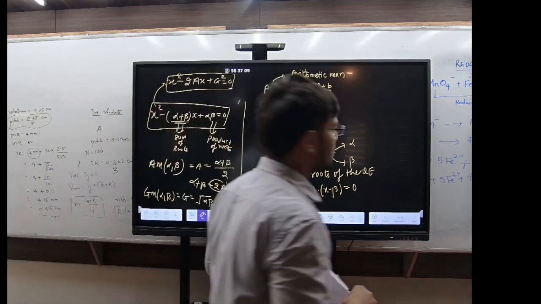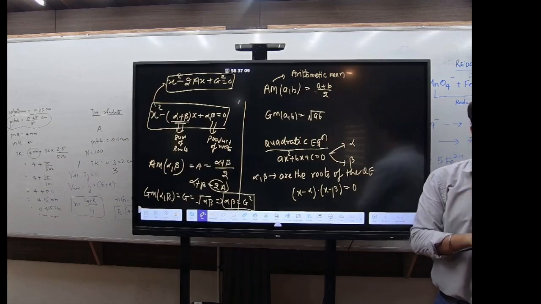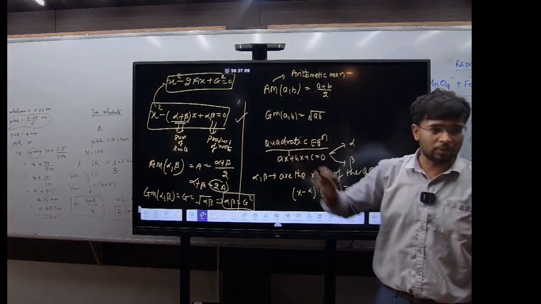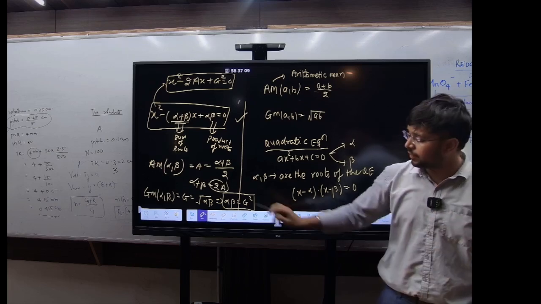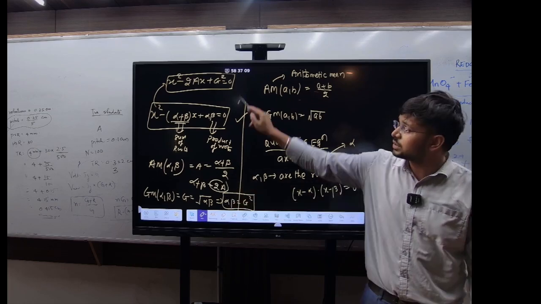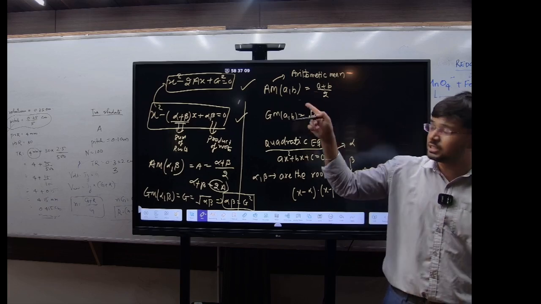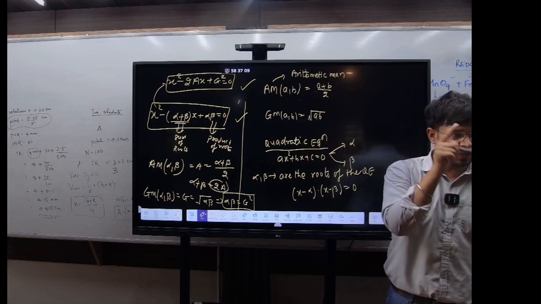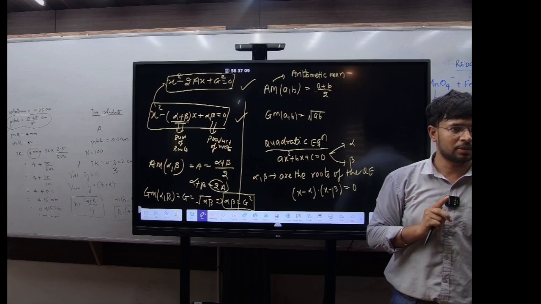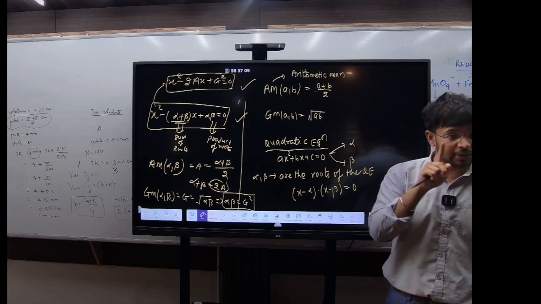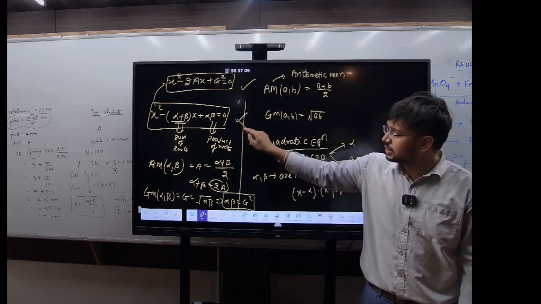So remember this. If alpha, beta roots are given, then this is the equation of the quadratic equation. If the arithmetic mean and geometric mean of alpha and beta are given, then this is the equation. What is A and G? A is the arithmetic mean of roots alpha, beta and G is the geometric mean of roots alpha, beta. So if the arithmetic mean and geometric mean of roots are given, this is the equation. If roots are given, then this is the equation.